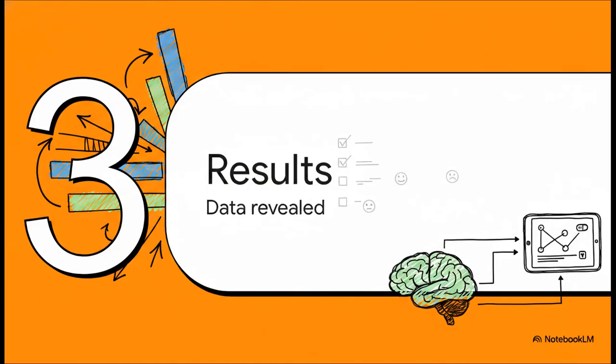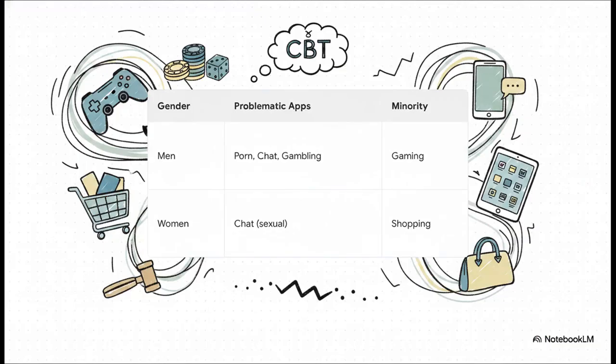Right, Section 3, Results. Let's see what the data actually revealed. First off, we need to talk about what these clients were actually addicted to, because there's a really fascinating gender divide going on here. Men predominantly struggled with pornography, sexual chat, and gambling, with only a minority reporting an issue with gaming. Women, on the flip side, primarily reported issues with sexual chat, while a minority reported addictions to things like general chat, online auction houses, shopping, and gaming. It just perfectly highlights that internet addiction isn't some one-size-fits-all diagnosis. The actual problematic applications vary heavily from person to person.